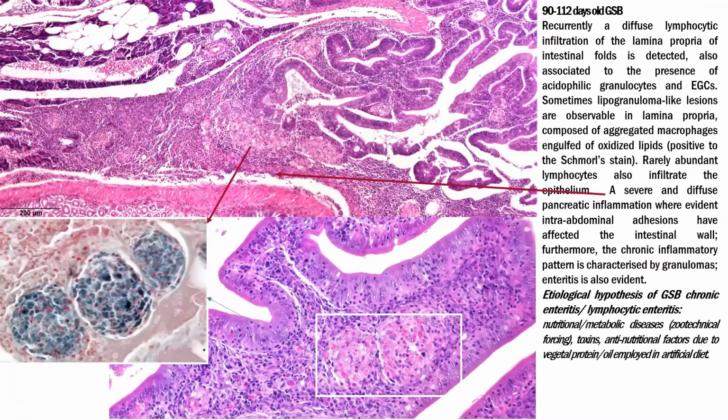In this other image, you can see the situation for some juveniles where the lymphocytic infiltration of the lamina propria was severe, and also the infiltration of the adipose tissue and the pancreas is very important. And in this picture, we only put in evidence the presence of macrophages engulfed with cellular debris inside, and we use in this case the Schmorl staining to put in evidence the lipogranuloma-like lesions present in the lamina propria.